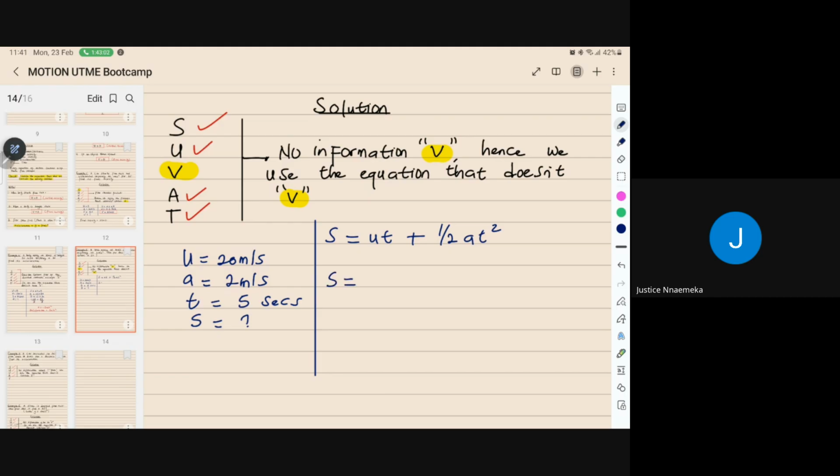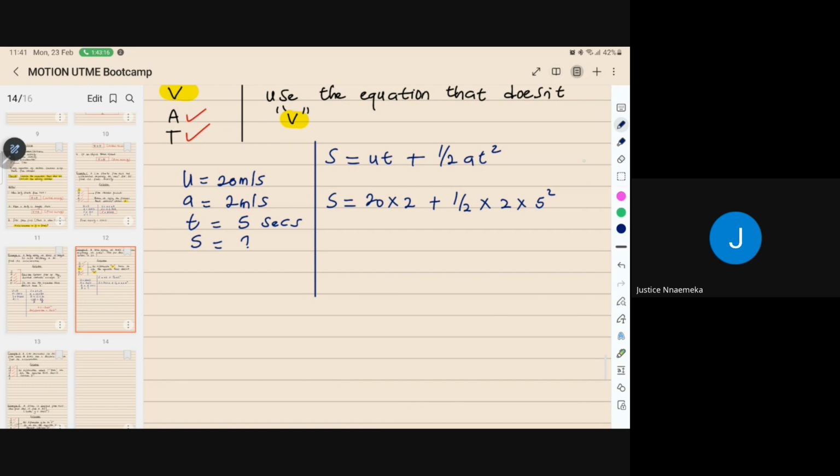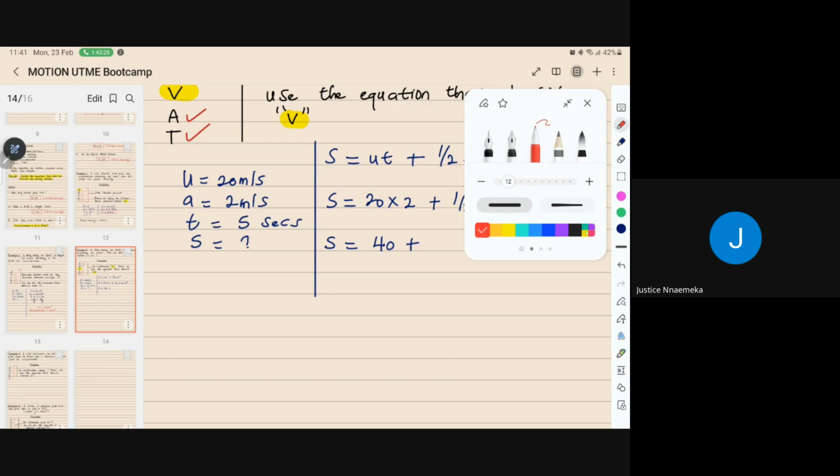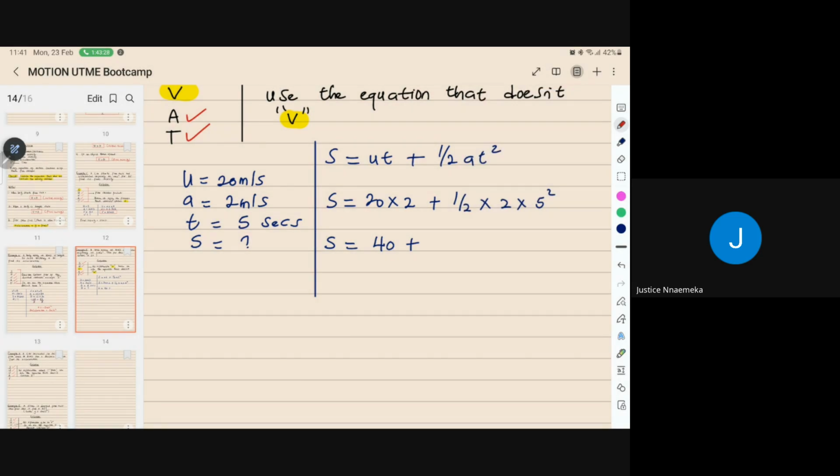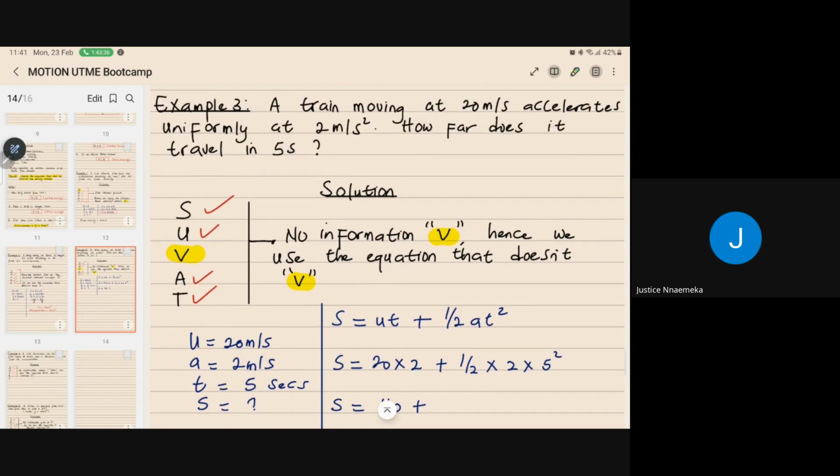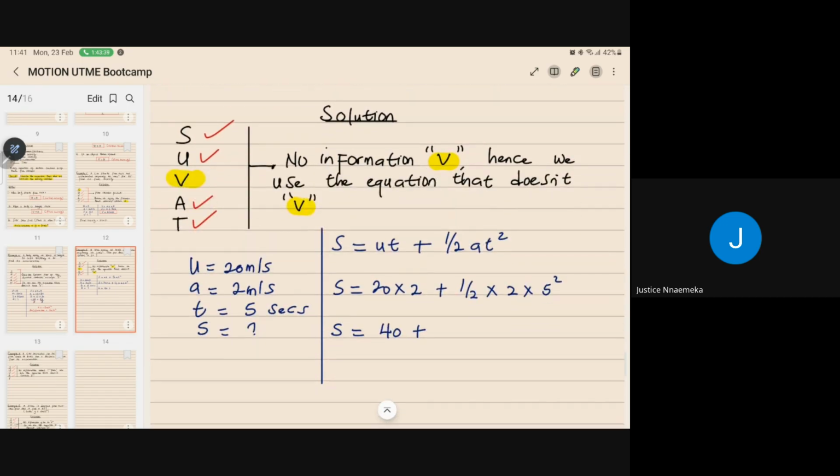So S is equal to, the value of U is 20 multiplied by 2 plus 1 over 2 multiplied by A, which is 2, times 5 squared. Are we following, guys? Now, I have a question. Go ahead. You said 20 times 2, but time is given as 5. What was given as 5? The time, 5 seconds. They gave us acceleration as 2.